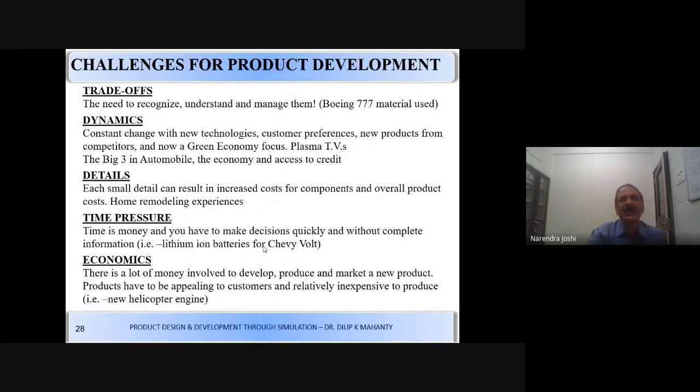So let's see what the challenges are. We have talked about the way we can design the product, the kind of success which is required for a product to be on the market. What are the challenges? Trade-offs. The need to recognize, understand, and manage them.